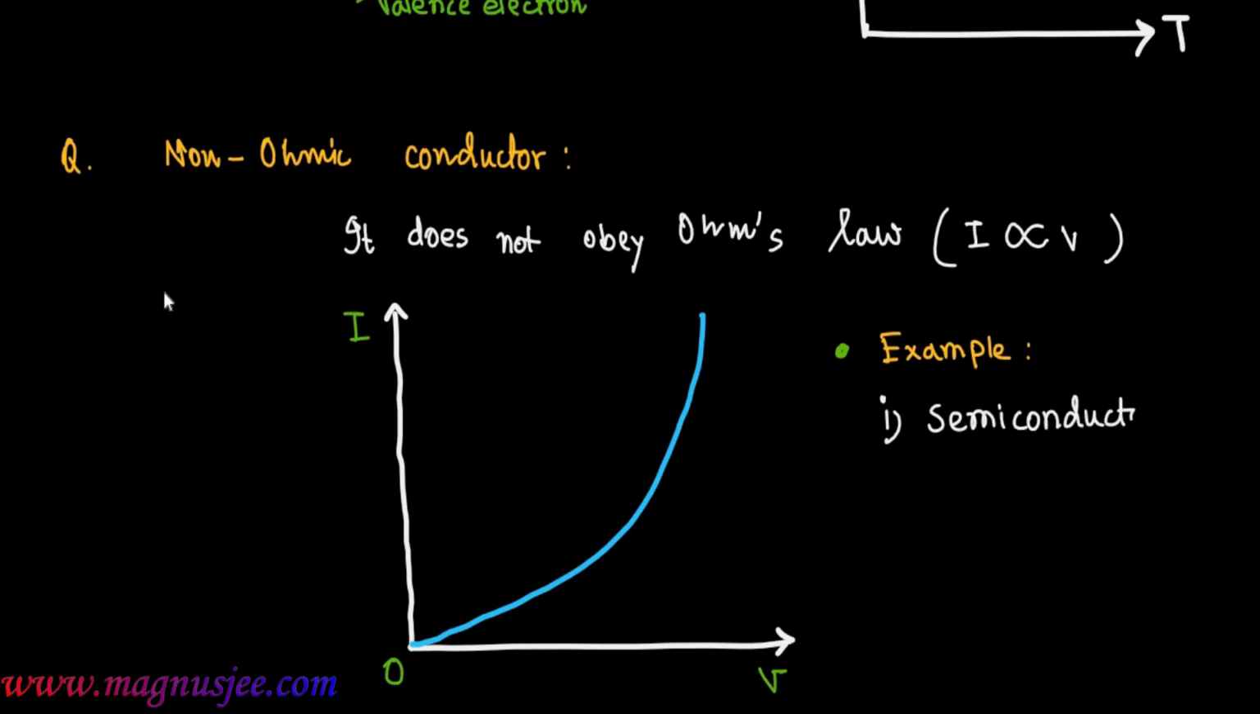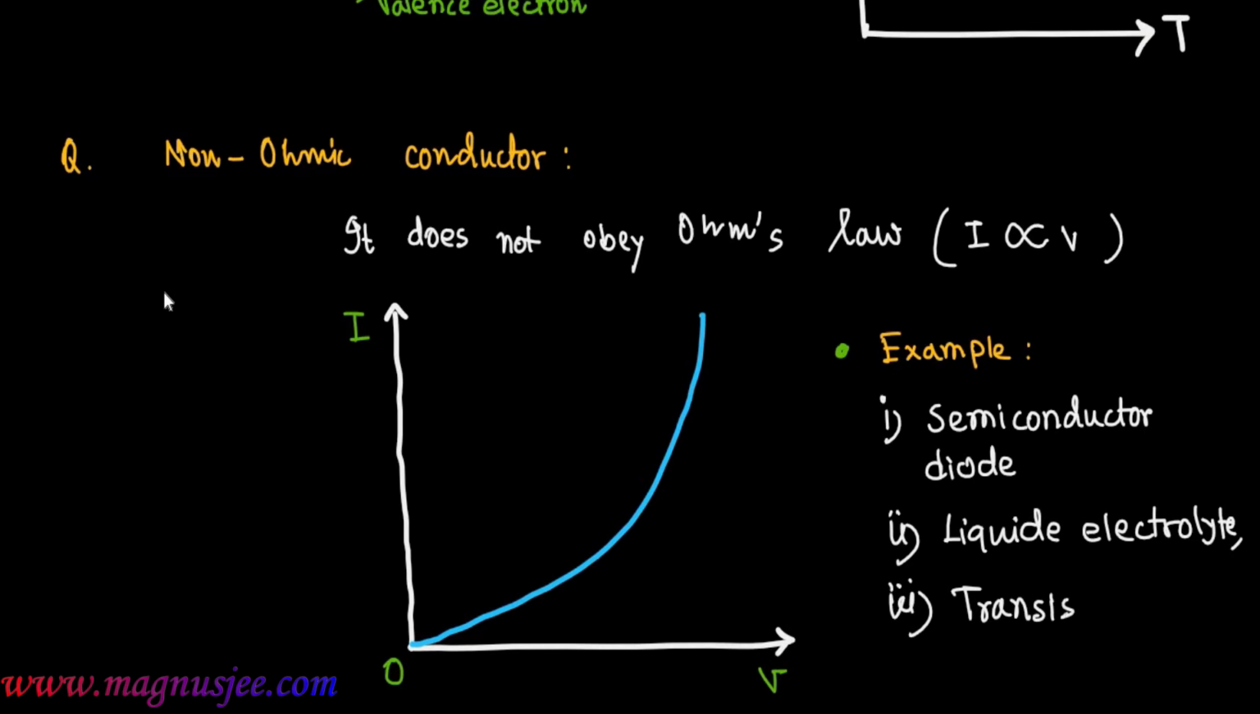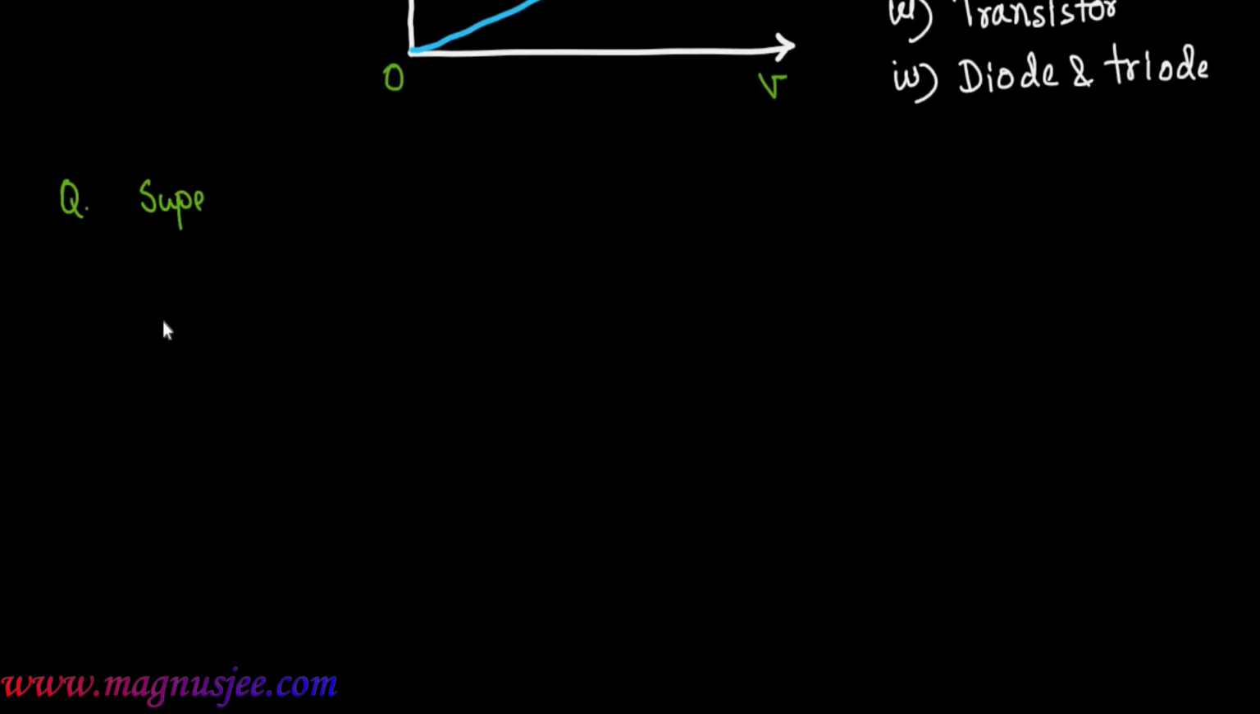Examples of non-ohmic conductors: number one, semiconductor. Number two, semiconductor diode is a non-ohmic conductor. Liquid electrolyte is also another example of a non-ohmic conductor. Transistor, diode, triode are a few examples of non-ohmic conductors. A non-ohmic conductor does not follow or obey Ohm's law. According to Ohm's law, I is proportional to V, but for a non-ohmic conductor, current I is not directly proportional to the potential difference V.